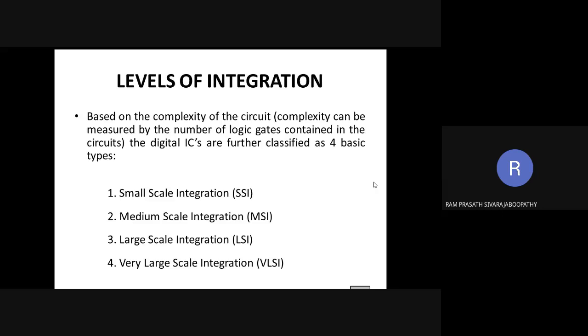GLSI stands for Giant Large Scale Integration. ULSI stands for Ultra Large Scale Integration. Fine. So each is a certain technology in which the number of transistors is increased more and more. The name itself indicates that small scale means very few transistors will be there, so you can build basic logic gate ICs. Okay, we'll go one by one. Complexity means the number of logic gates or transistors contained in the circuit. First, we'll go with small scale integration ICs.